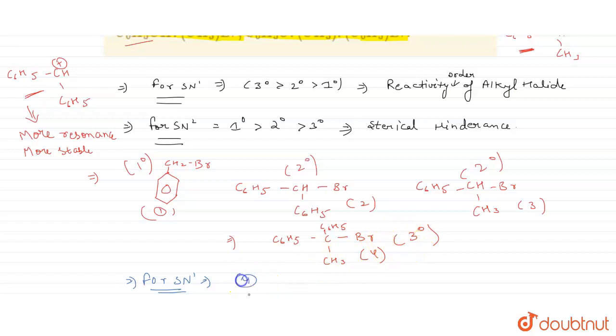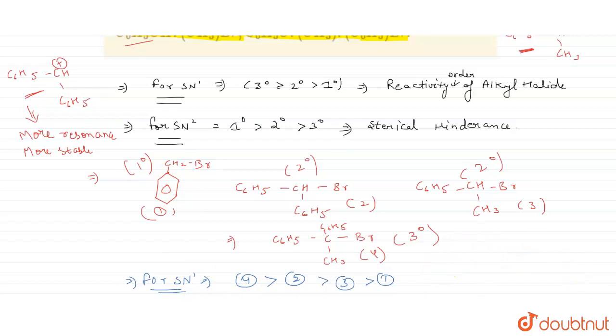So the fourth compound will be most reactive, then the second compound, because I have explained earlier that this will give us a more resonance stabilized carbocation. So it will be second, then third, and then first. First will be the least reactive because it is a 1 degree alkyl halide, and 1 degree alkyl halides are almost unreactive, or we can say very less reactive. So this is the correct order for the SN1 mechanism.